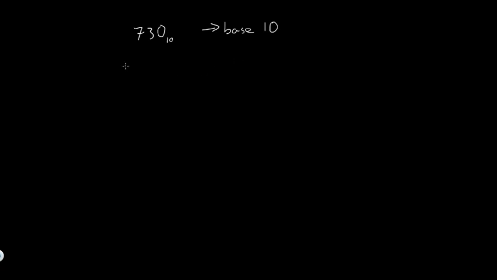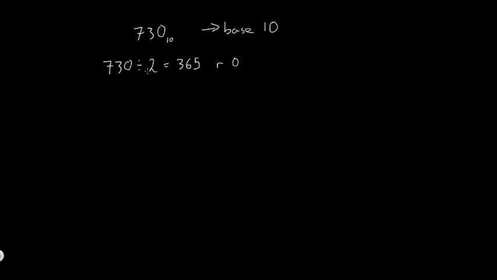One of the methods we can use is to divide our decimal number by 2 and find how much is left over. So 730 divided by 2 is equal to 365, with 0 left over. The reason there's 0 left over is that this is an even number, so it divides exactly by 2. That's the first step of the algorithm.